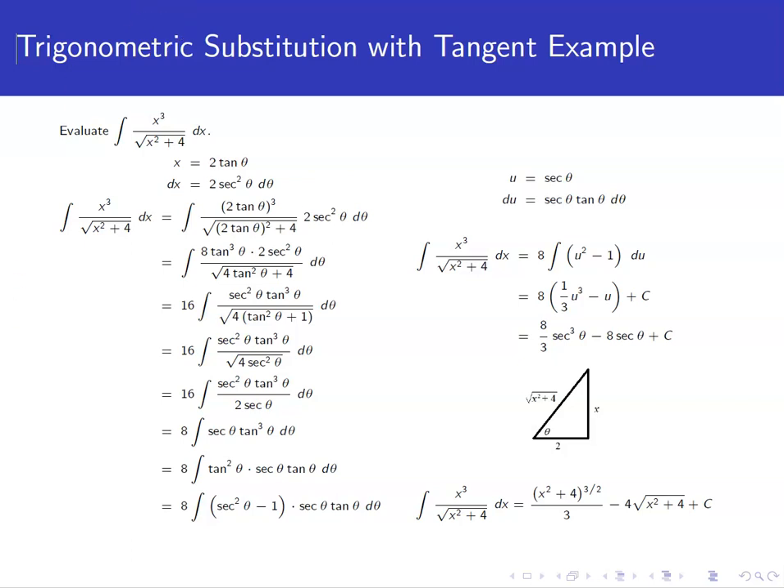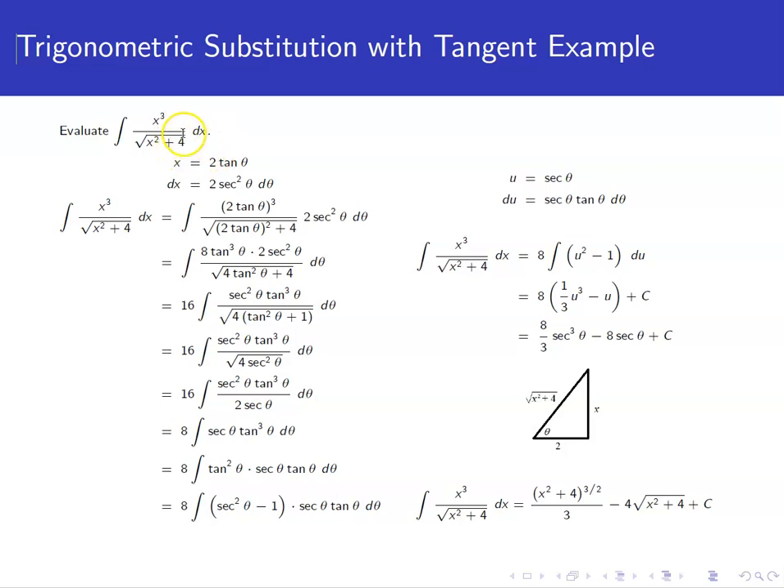In this video, we're going to look at an example of doing trigonometric substitution with the tangent function. So we're being asked to integrate the function x cubed over the square root of x squared plus 4 dx. We notice that we've got variable squared plus constant. That's what's telling us that we really want to do the tangent substitution, because we know that tangent squared theta plus 1 equals secant squared theta.